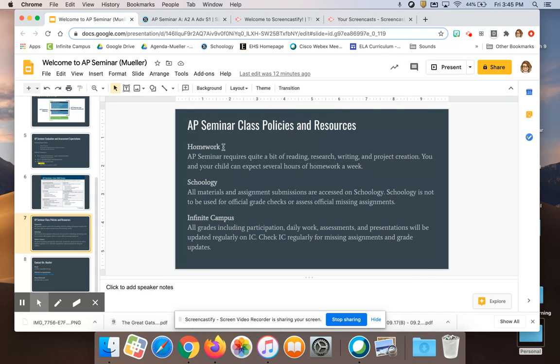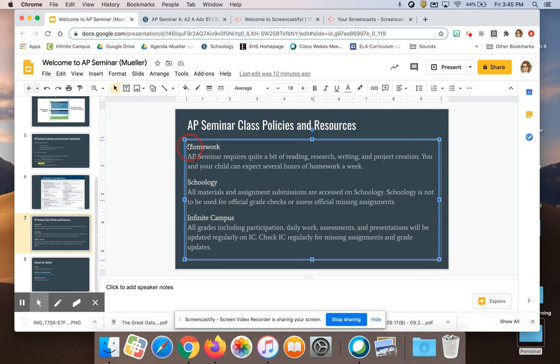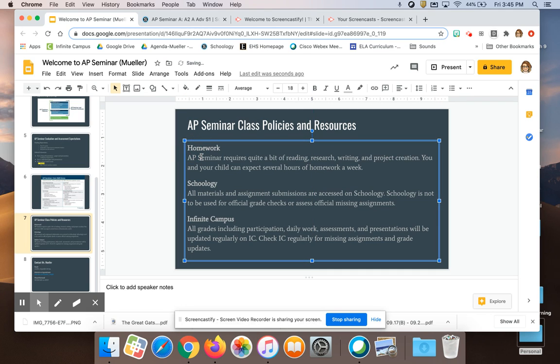Some policies and resources. I'm going to walk you through my Schoology course, show you what that looks like, what daily work looks like, and I can't show you Infinite Campus. You probably already know how that works, but that's an especially important resource that your student needs to be checking constantly in order to avoid hiccups and panics about grades.